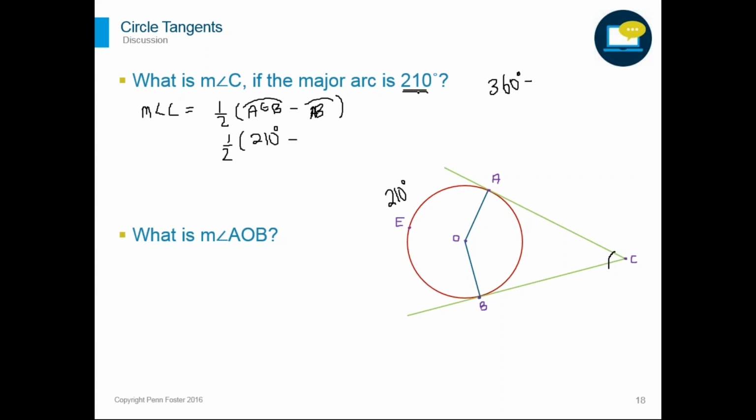Now, if part of it is 210, then what would be the arc measure of the minor arc? Just do the subtraction. That will give you 150. So that tells me that this part is 150. So I'm going to use that in my formula. Subtract first and then take half of the difference, and that will give you 30 degrees. That would be the angle measure of the outside angle C, 30.